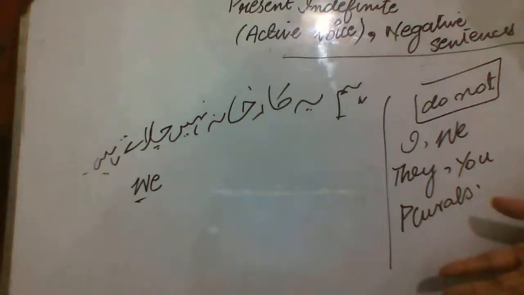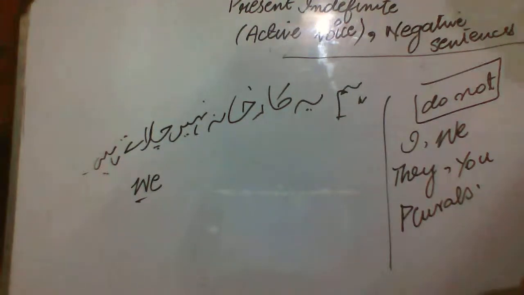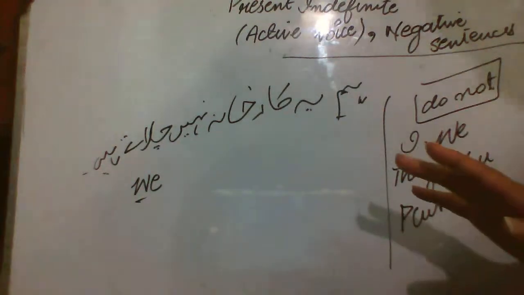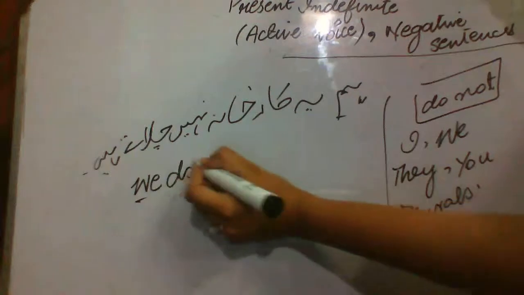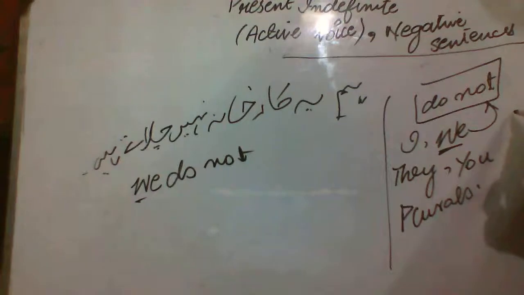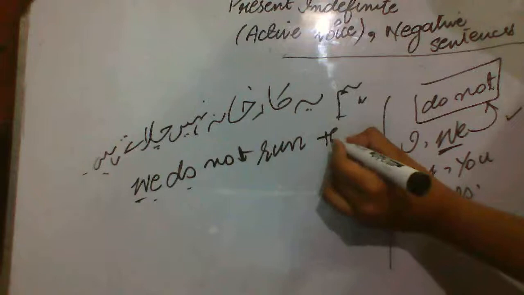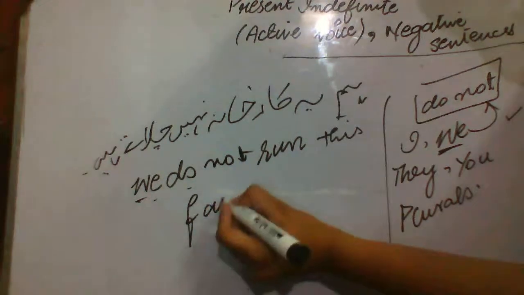I know a lot of you guys would say that I is also a singular, then we're not using does not with it. It's a grammatical rule that we cannot use does not with I, whether we consider I a singular or not, okay? We do not, as in the list, we and do not. A perfect combination. We do not run this factory.